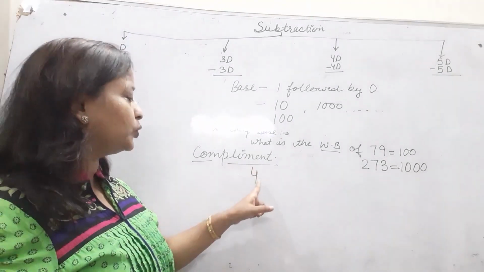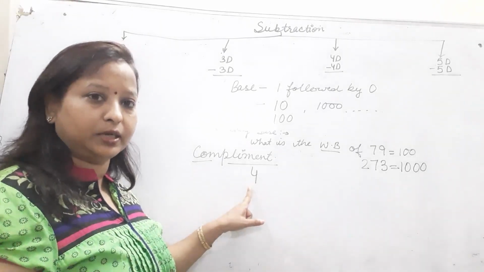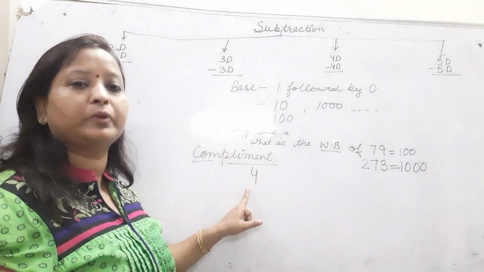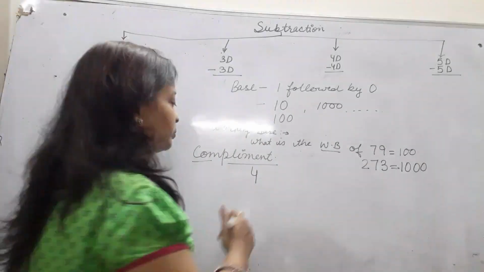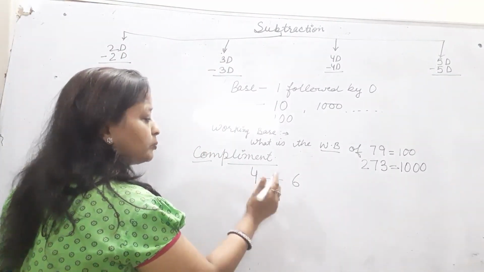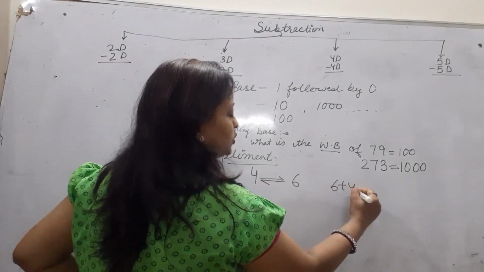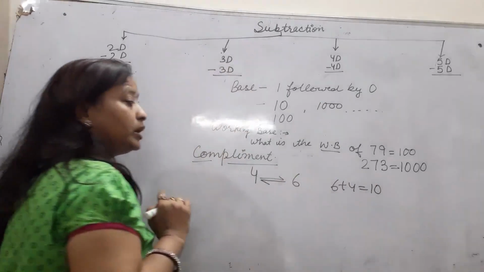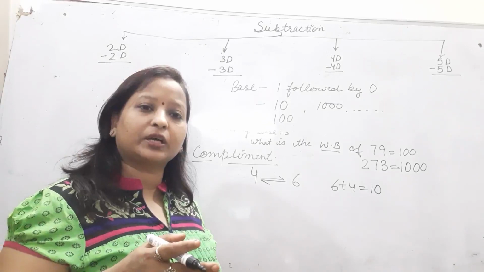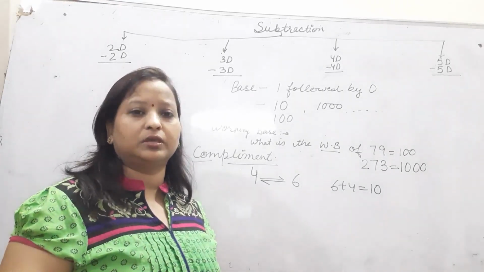What is the complement of 4? 4 में मुझे क्या ऐड करना है to get 10. Why 10? Because 10 is the working base of 4. तो 4 में मुझे क्या ऐड करना है 6. तो 4 and 6 are the complement of each other because 6 plus 4 is equal to 10. तो if ma'am will ask what is the complement of single digit, तो single digit के लिए working base 10. तो you have to add that number which makes it 10.